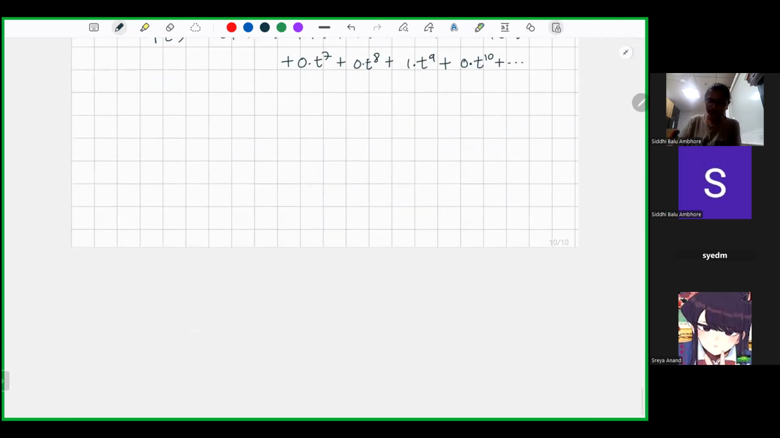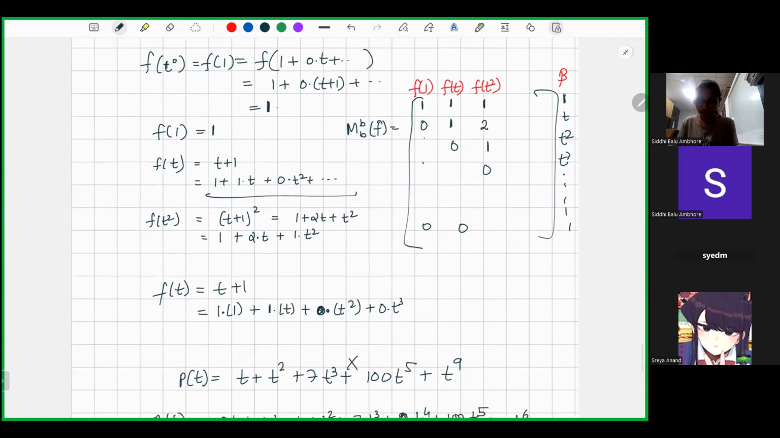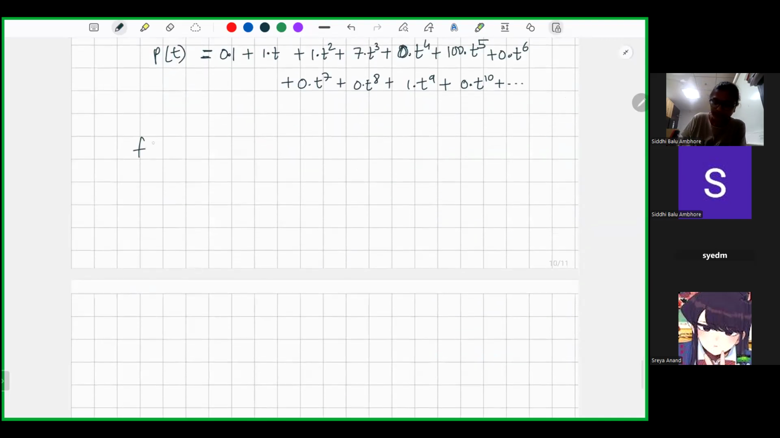But for the next one, we have to do it for t cube as well to get the idea. So f of t cube will be t plus 1 cube, right? Which is 1 plus 3t plus 3t square plus t cube, right?